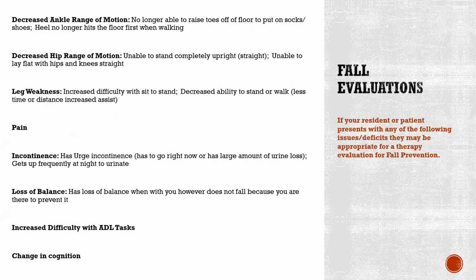So these are some physical things that we notice with individuals who are frequent fallers, who are at higher risk for falls. A lot of times you'll start to see a decreased ankle range of motion. So if you know that a resident is needing more help to put on their shoes and socks, if you notice they're kind of up on their toes a little bit more, it means they're having poor range of motion with their ankles, which is our first reflex and defense to prevent a fall.